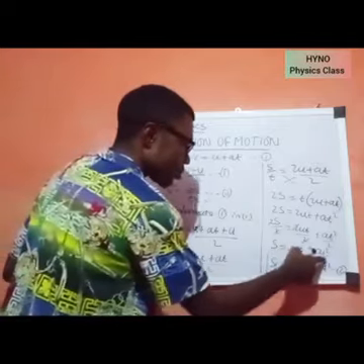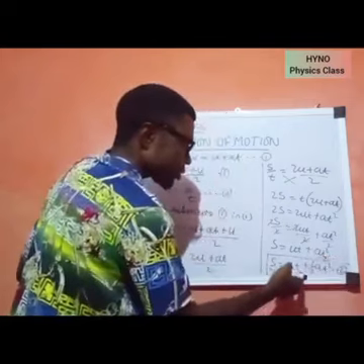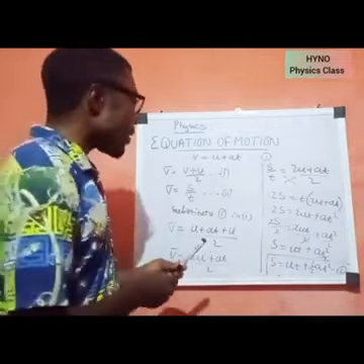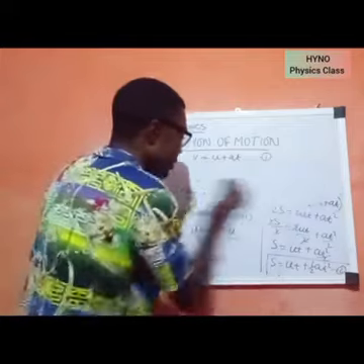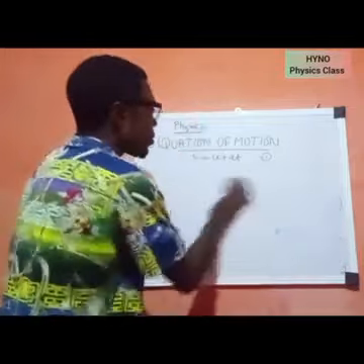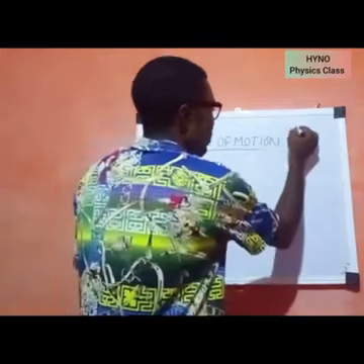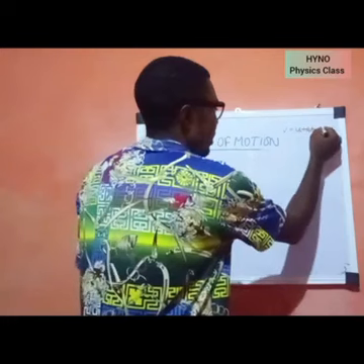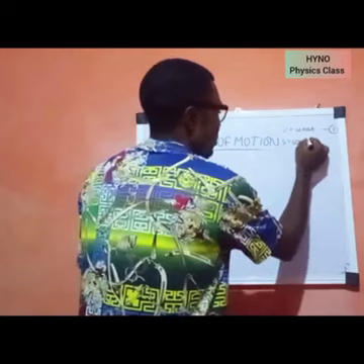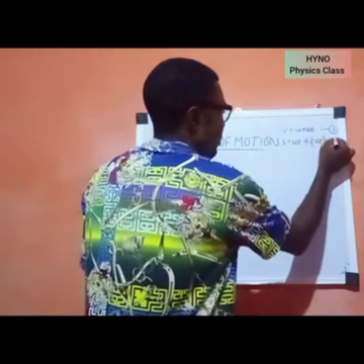So the second equation of motion is s equals ut plus half at squared. So you can see that. Now we have two equations already. If we go ahead to get the third equation, let me put the second one. The first one we have is v equals u plus at, that is equation 1. The second equation we have is s equals ut plus half at squared, that is the second equation.